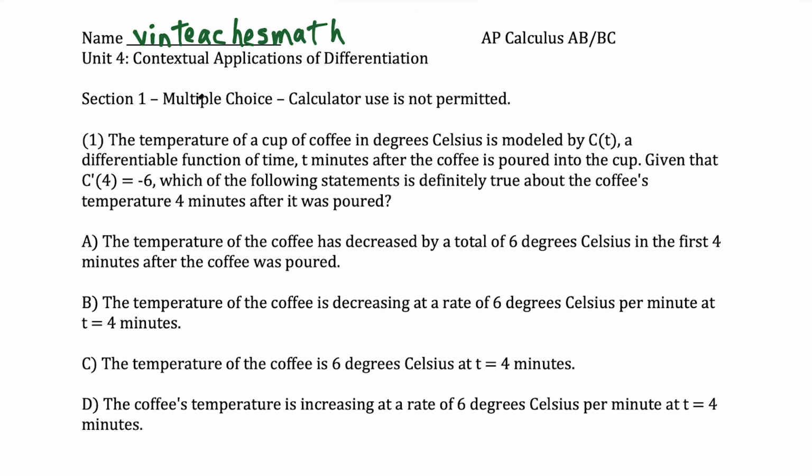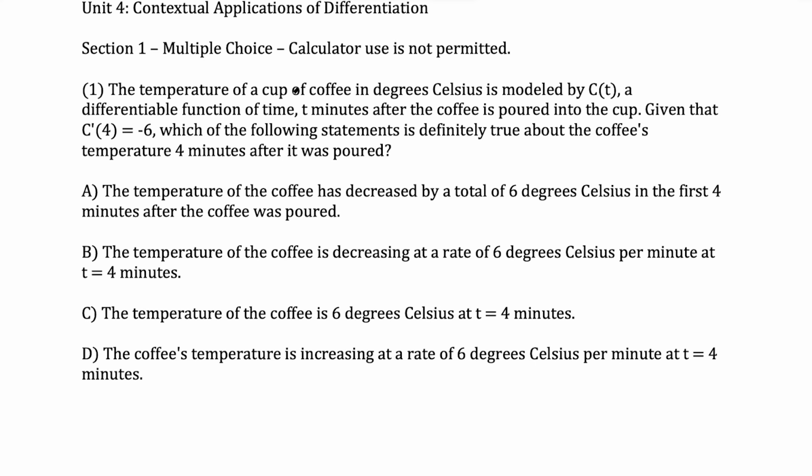So first up here, we have section 1, the multiple choice, and calculator use is not permitted. Question 1, we have a cup of coffee, and the function C of t is a differentiable function that tells us the temperature of the coffee, and we're told that C prime of 4 equals -6. And we want to know which of the following statements is definitely true about the coffee's temperature 4 minutes after it was poured.